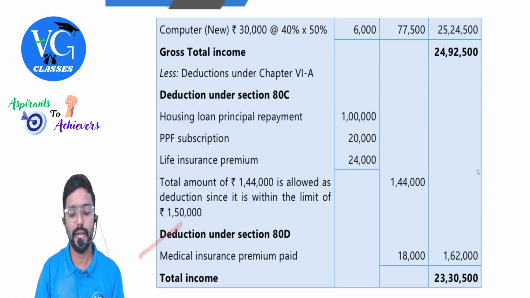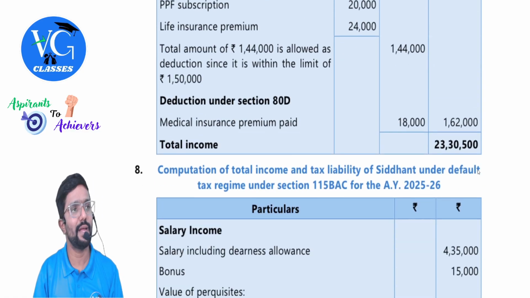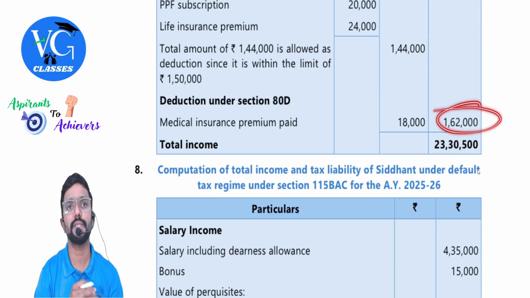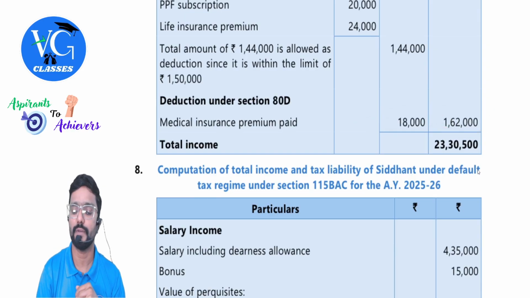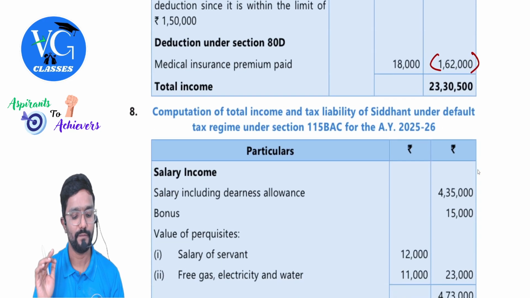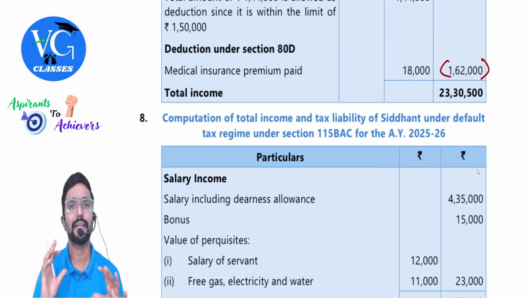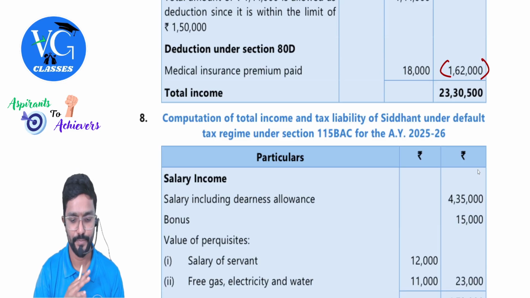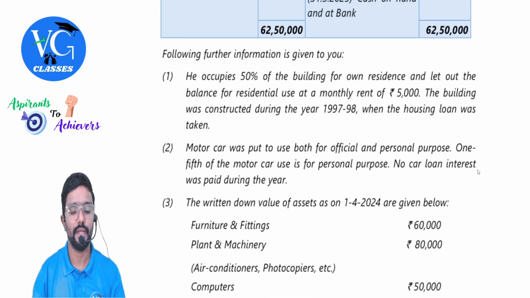Then deduction under section 80D, medical insurance premium paid, allowed? Yes, full 18,000 allowed. So what are the total deductions under chapter 6A? 1,62,000. Put it in bracket. So what is the total income? 23,30,500. 23,30,500 is the total income of the assessee. They have asked only the total income.